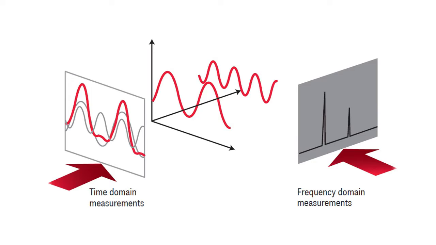The graph in the middle shows the two individual sine waves in a time domain format. The graph on the left shows the summation of these two sine waves to produce the final time domain waveform, which is what we would typically view on an oscilloscope.